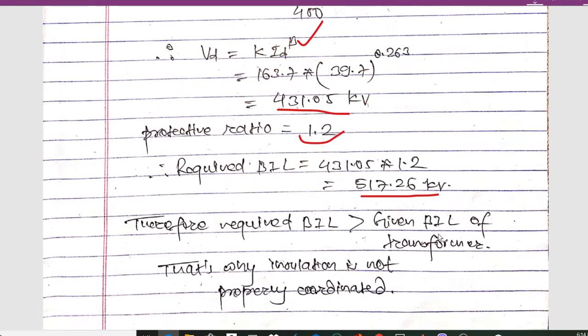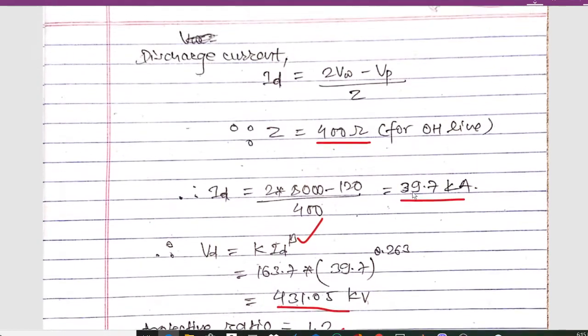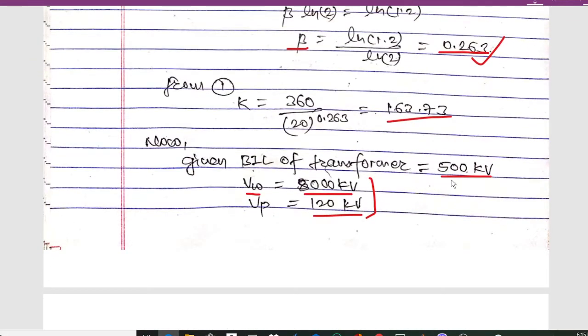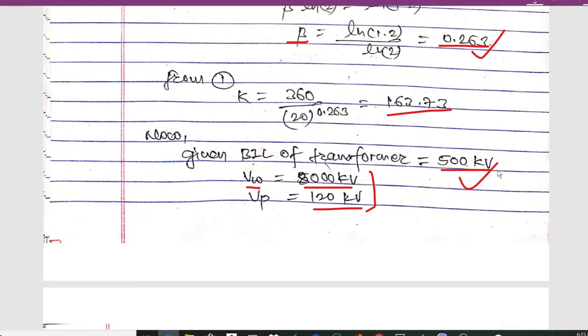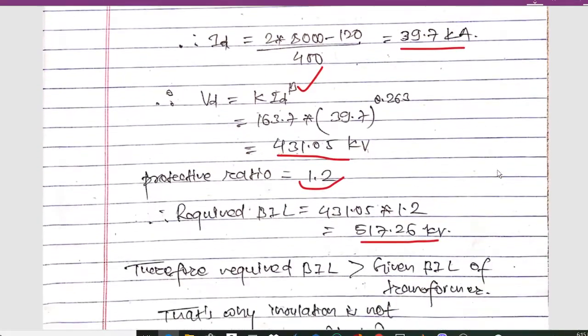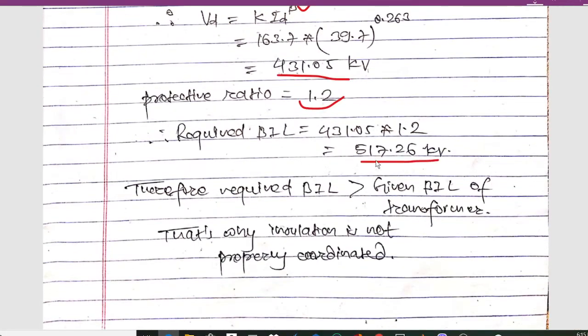So here we can finally conclude that the required BIL is 517.26 kilovolt, and in the question the given basic impulse level of the transformer is 500 kilovolt. Since the obtained required BIL of 517.26 is greater than the given BIL of the transformer, the insulation is not properly coordinated.